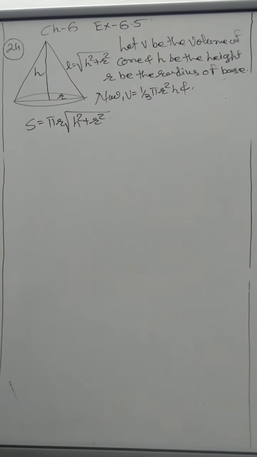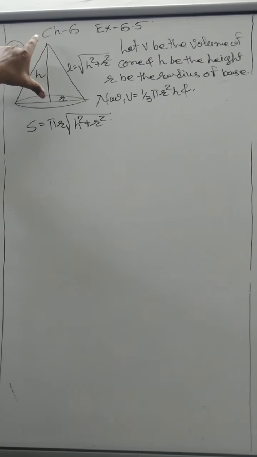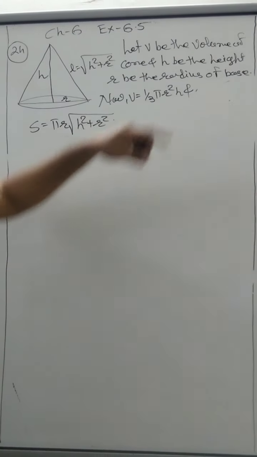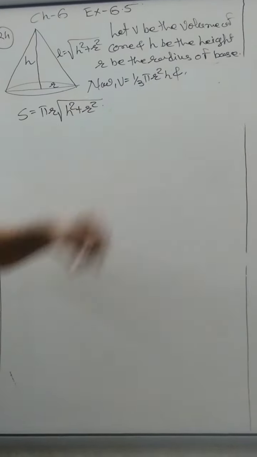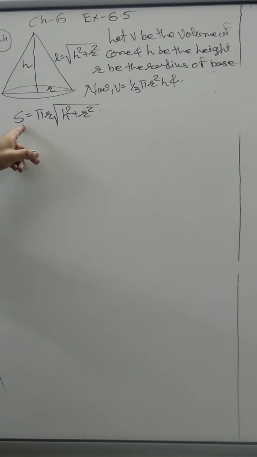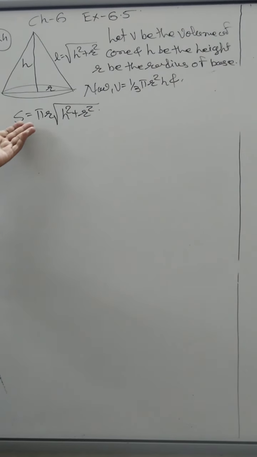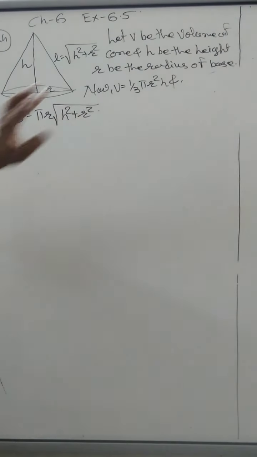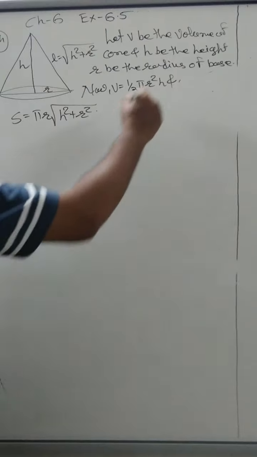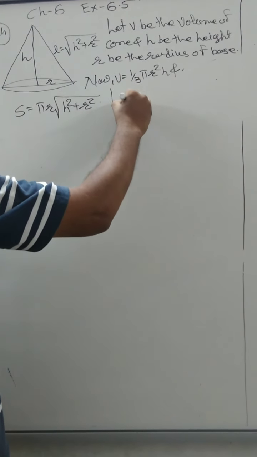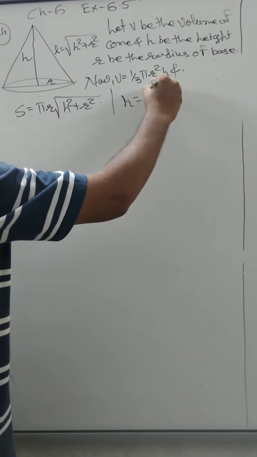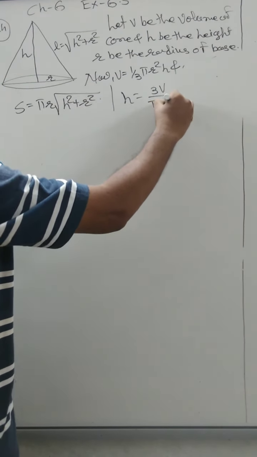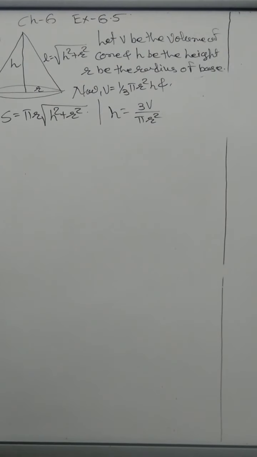According to the diagram, the height of the cone is h, the base radius is r, and the volume is V. We know that V equals 1/3 πr²h, and the curved surface area is equal to πrl, where l equals √(x²+r²). And if we find h from the volume, h is equal to 3V upon πr².